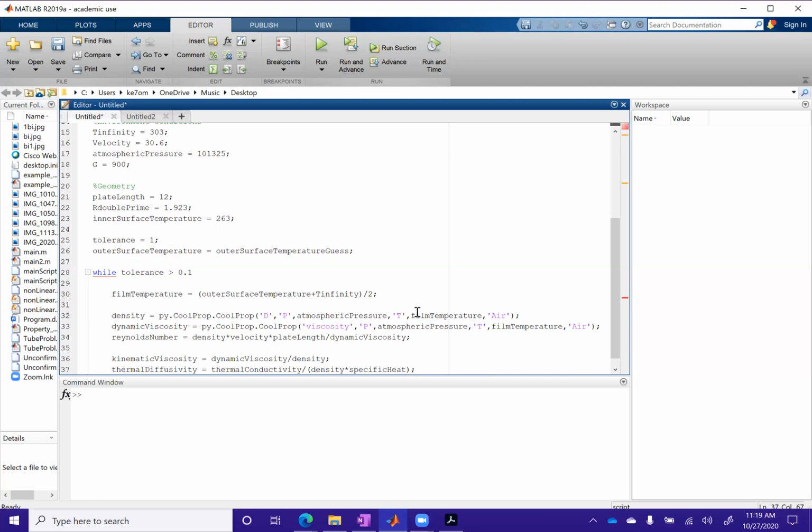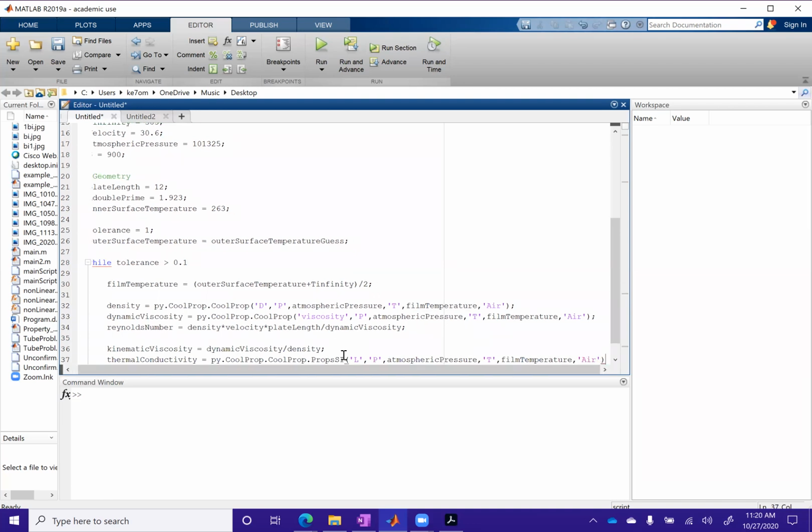Okay, so again, we have some terms we haven't defined yet. So let's define the thermal conductivity, which is equal to CoolProp.CoolProp.PropsSI. The symbol for this is L. And then again, our known is pressure, atmospheric pressure. T is the film temperature, and that's for air.